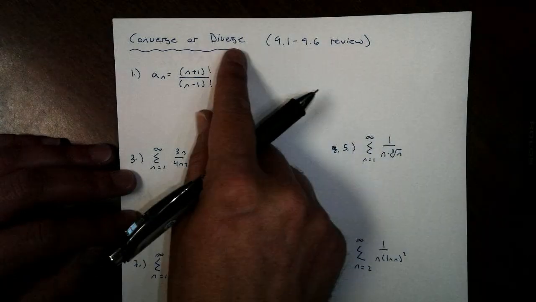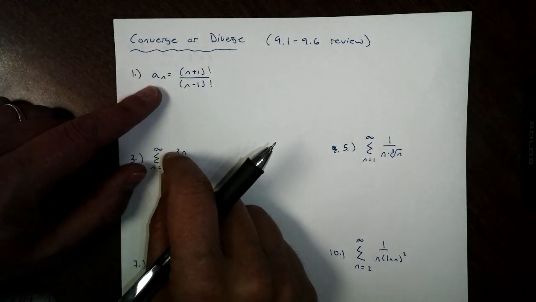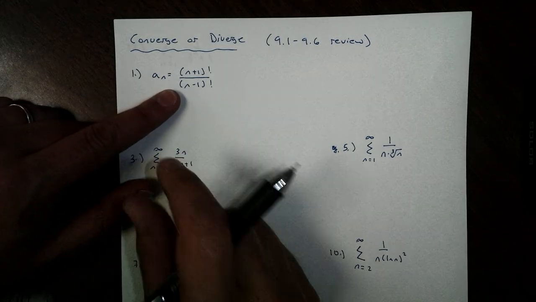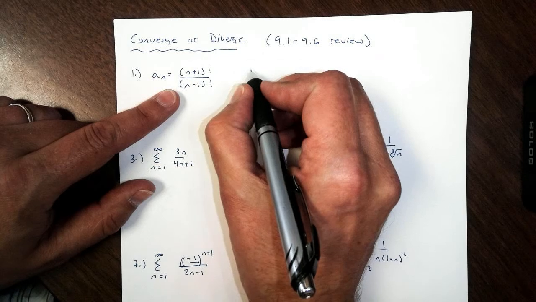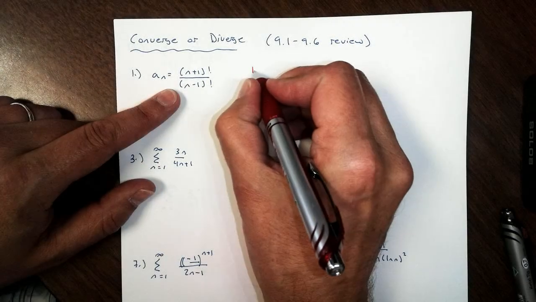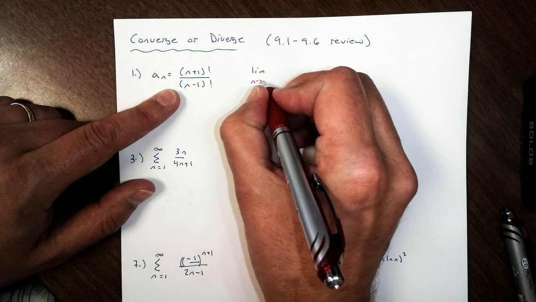So let's take a look at the first one right here. Now this is not a series, it's a sequence. So we just want to know if this converges or diverges. And these are pretty easy to do. It's very similar to the nth term test. So what we'll do is we'll take the limit as n goes to infinity.